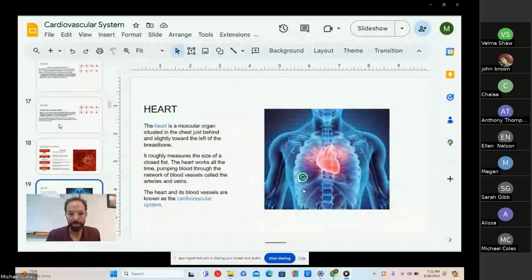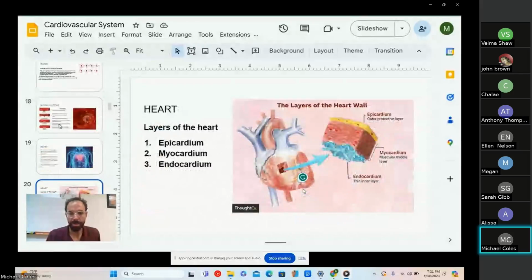All right, going to the heart, the main part of our system. We have the three layers. We have the epicardium above, epi meaning above the heart, myocardium in the middle of the heart, the meat of the hamburger. So myo, meat, cardium of the heart. And then we have the endocardium, endo, so inside of the heart.